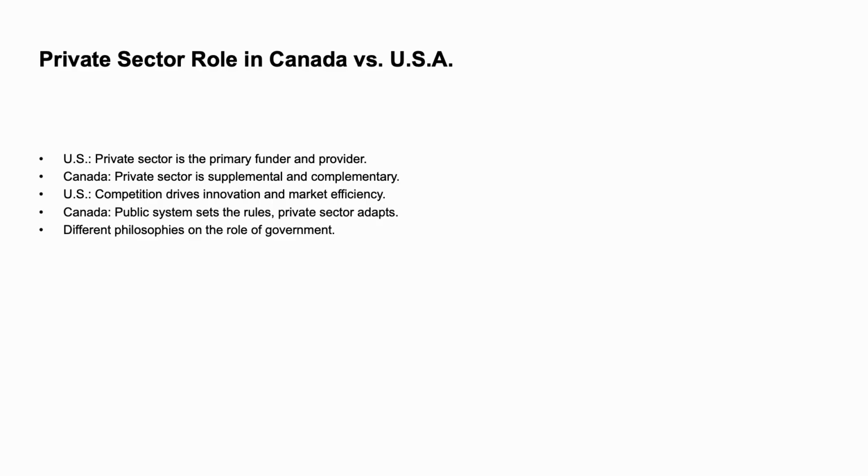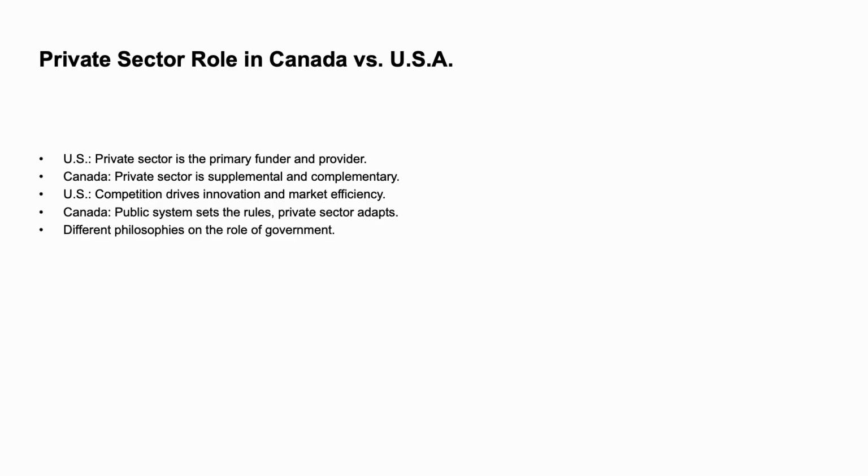In Canada, the private sector's role is much more limited and is largely supplemental to the public system. While many hospitals are run by private boards and physicians operate private practices, they are paid by the government for medically necessary services. The private sector's main role is to provide services not covered by the public system, such as dental care, physiotherapy, or prescription drugs. This creates a different dynamic. The Canadian public system sets the rules, and the private sector must adapt to them. This ensures that the public interest in universal access is protected.